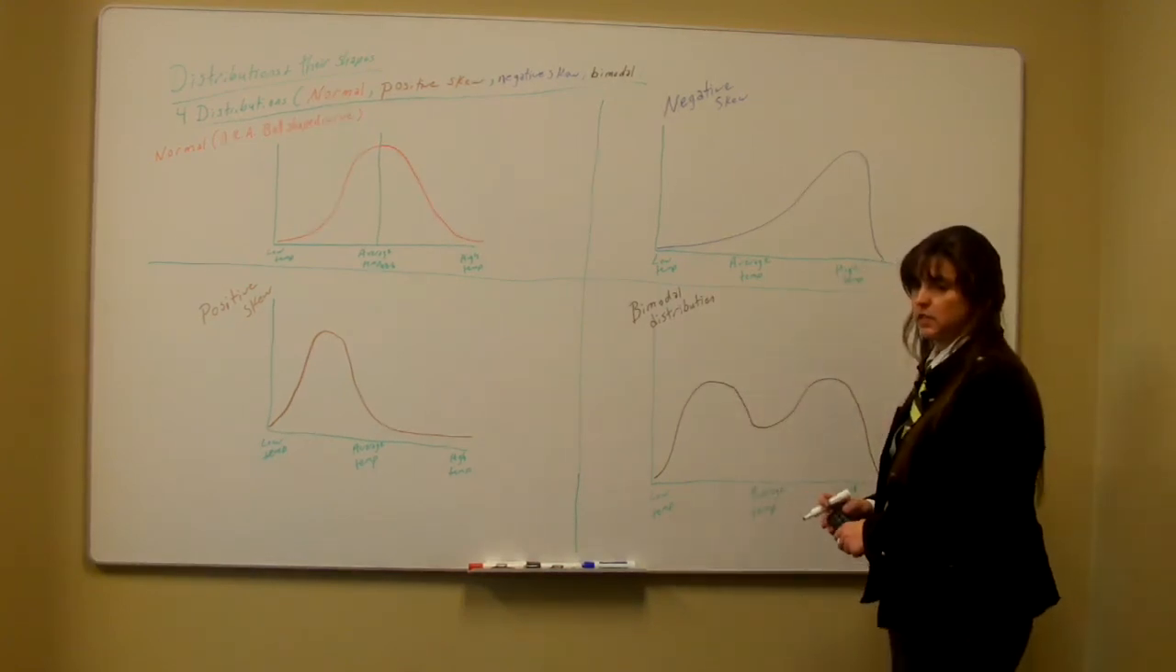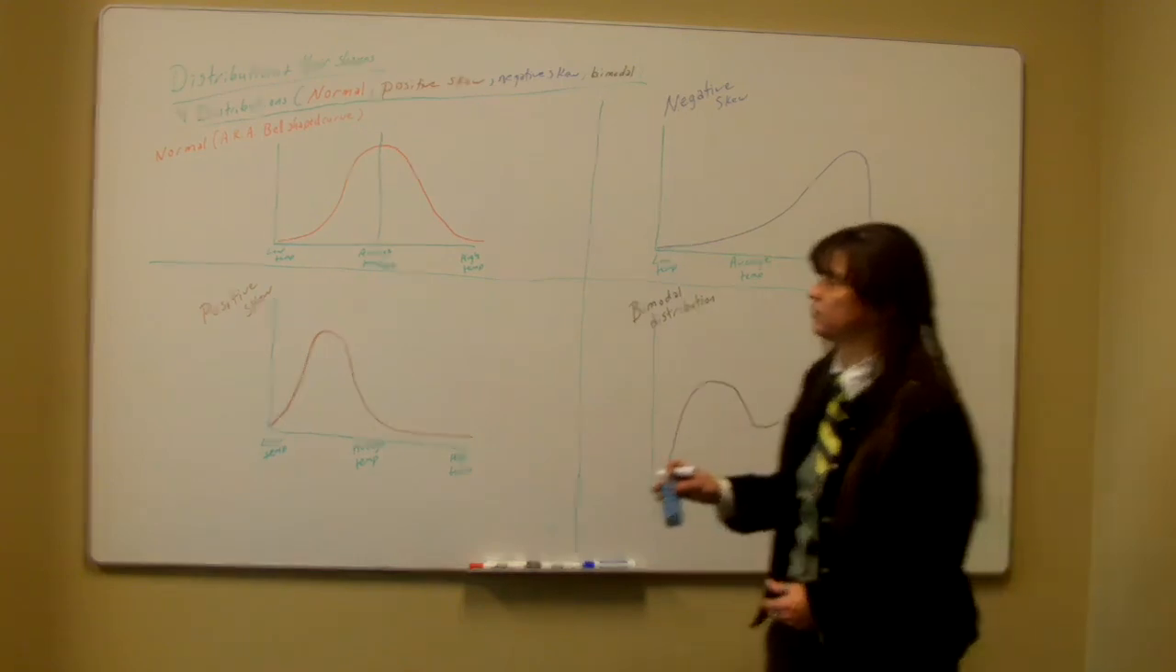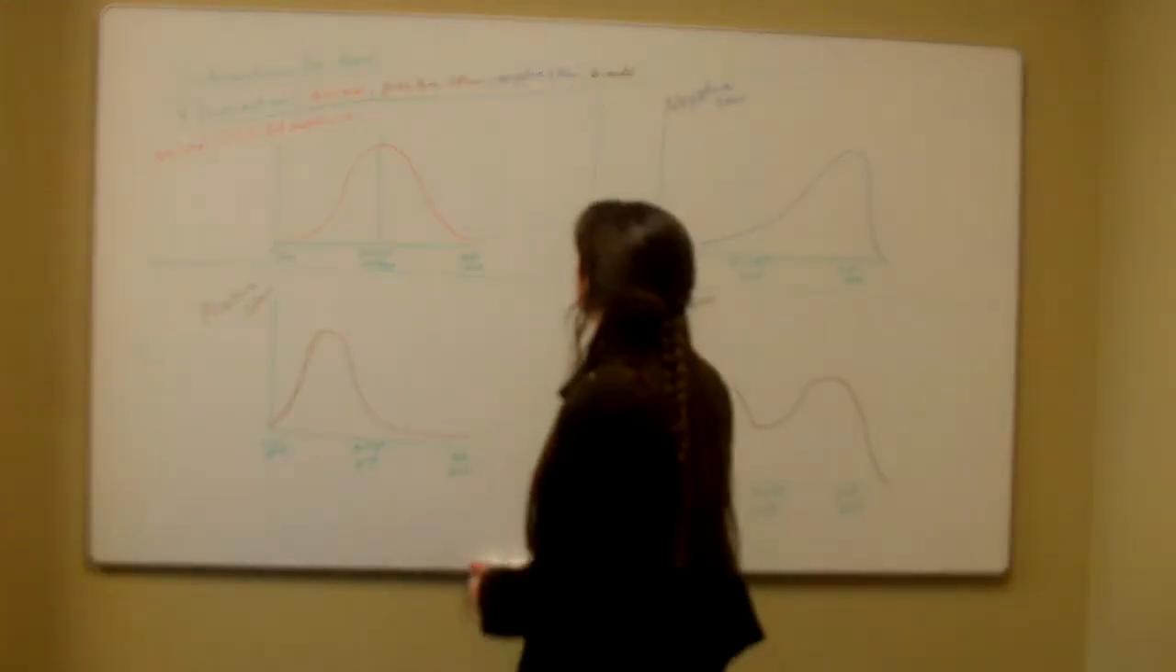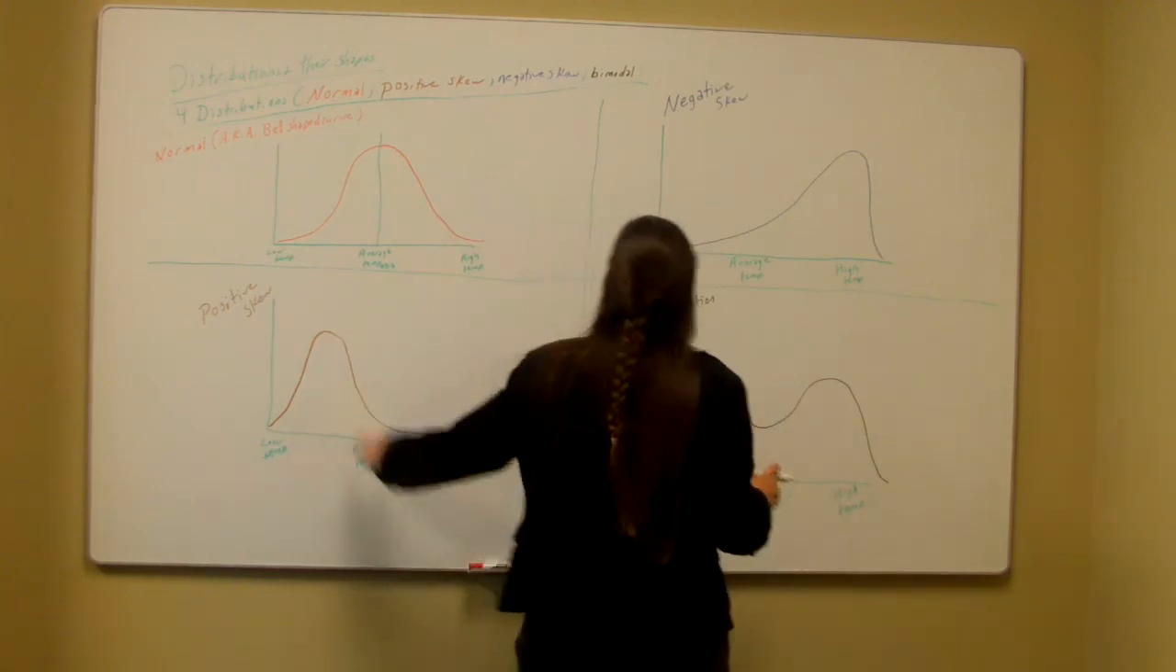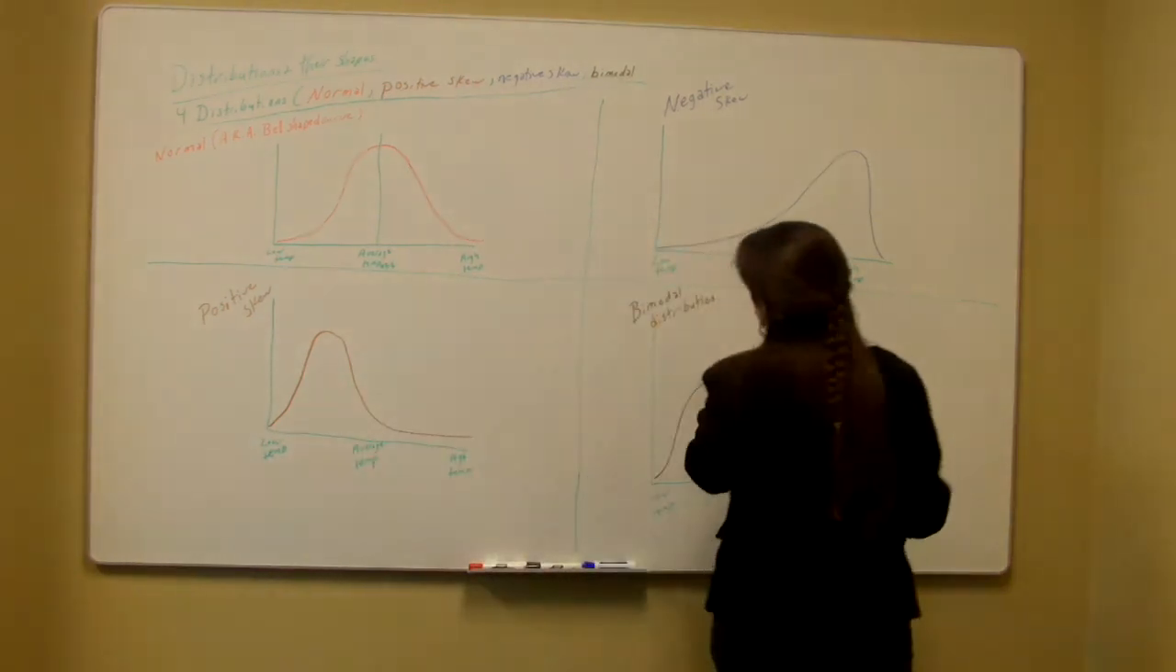So this is basically a quick explanation as far as the four distributions: normal, or bell-shaped curve, positive skew, negative skew, and bimodal distribution.